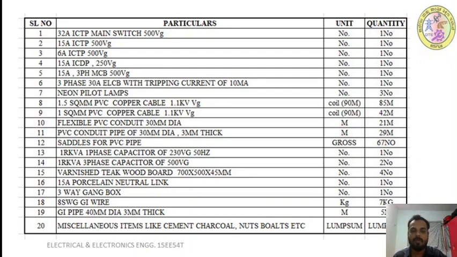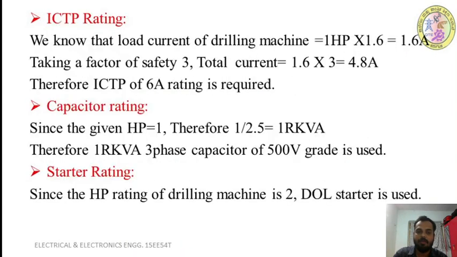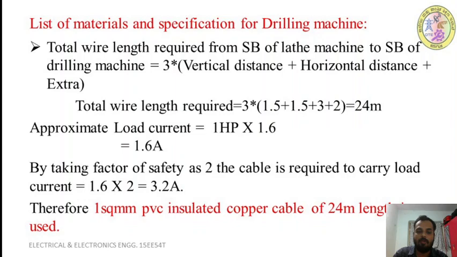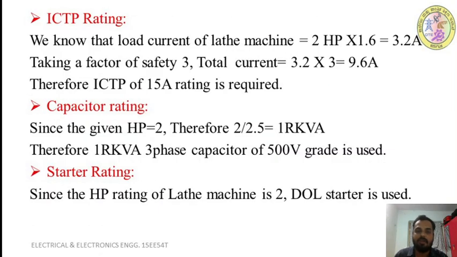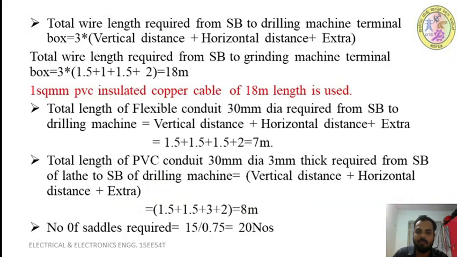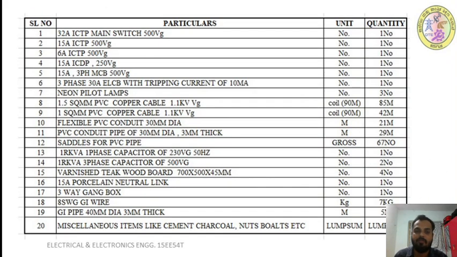Okay. Next, 15 ampere ICTP of 500 volt grade. How many numbers of 15 ampere ICTP do we require? Then we have to see where we require 15 ampere ICTP. So we will go back to the ICTP ratings. Here you can see in the lathe machine we are using 15 ampere ICTP. So how many numbers of 15 ampere ICTP of 500 volt grade are required? One number.